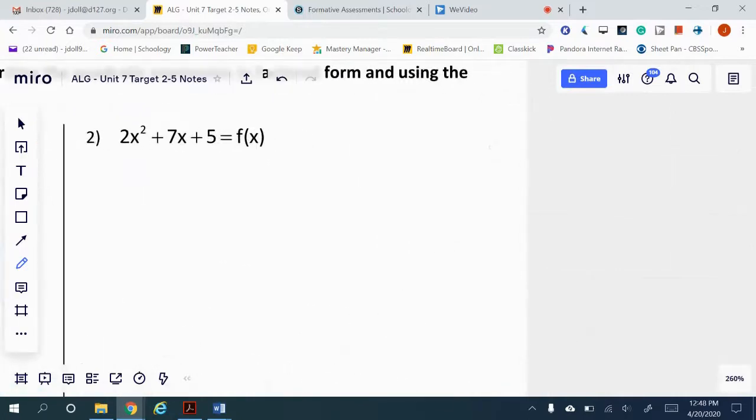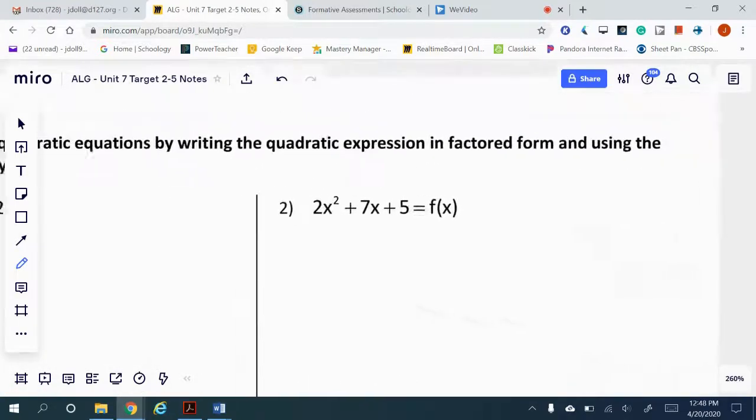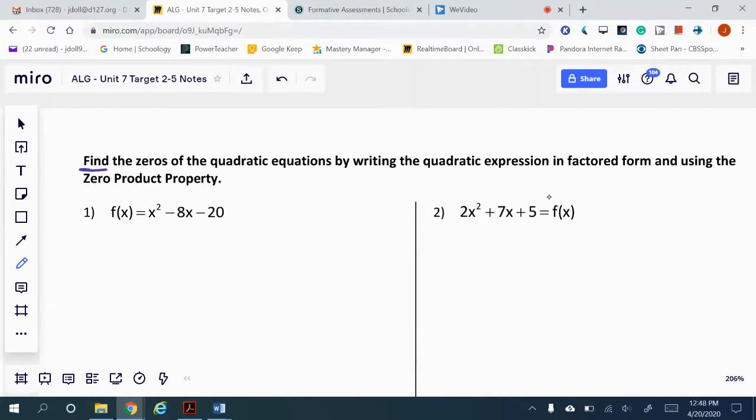Let's look at number 2 here. So again, if we go to our directions, we see in the directions, what are the first three words?